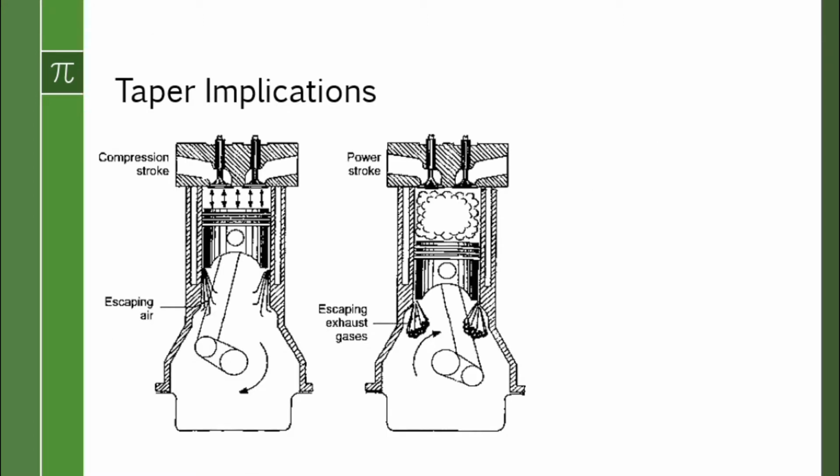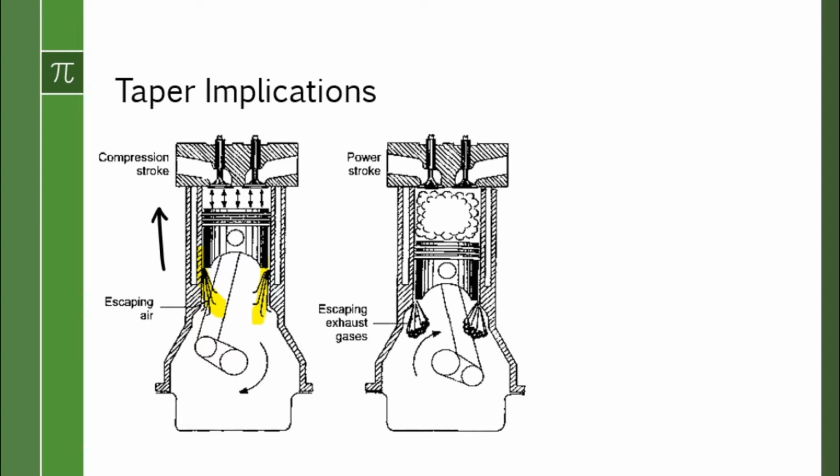If you have excessive taper, you might have too much ring movement within the ring grooves, or the ring gap gets too large. As you get to the top of the compression stroke, on the left here, where you have a lot of pressure going on, you're going to start to get blow by, which is not what you want. You want to keep all those gases in the chamber until you ignite and get to the power stroke.